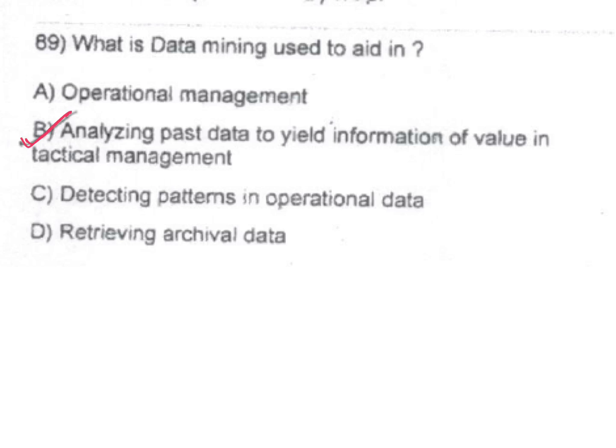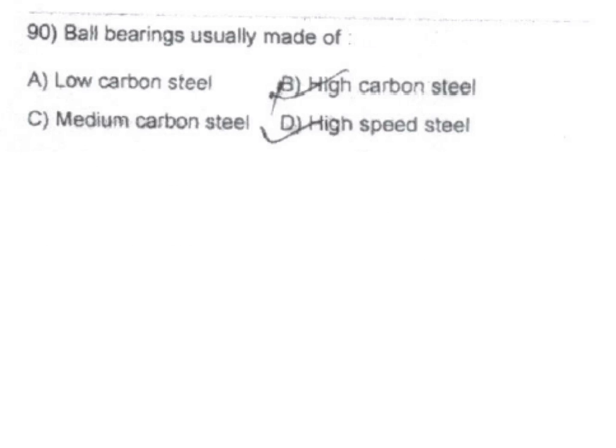Ball bearings usually made of high carbon steel. B is the answer. In ball bearing, carbon percent around 1.1 to 1.4%. And examples of high carbon steel materials are ball bearing, then drills, metal cutting tools, all are important.